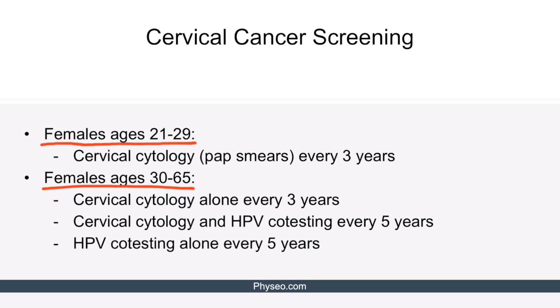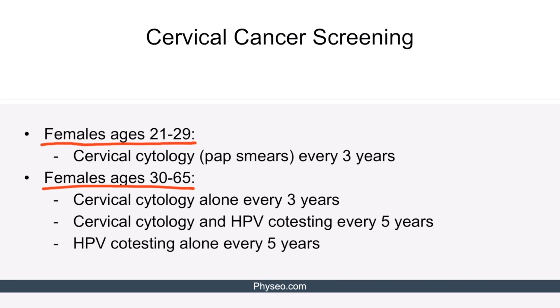But how do you remember the years? Well, in whatever option you have, if HPV testing is involved, then it's every 5 years. But in just the pap smears, it's every 3 years. And one key difference you can see between these two age groups is that the younger females aren't recommended to have HPV co-testing. And why is that?